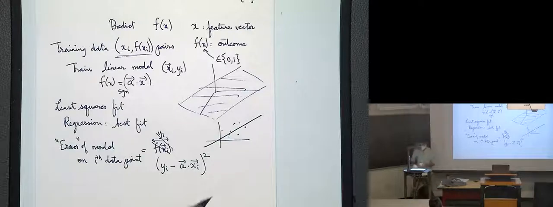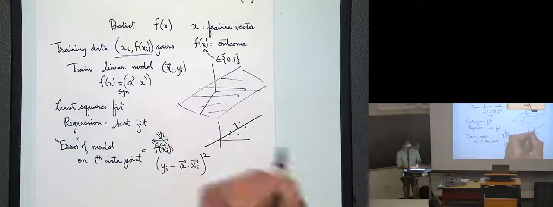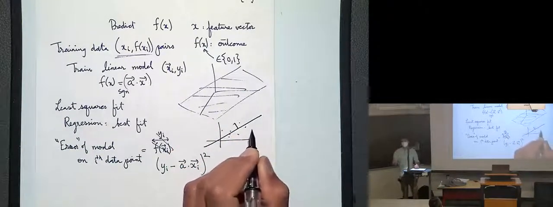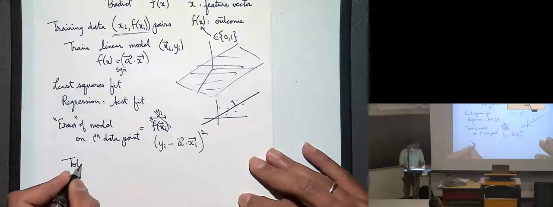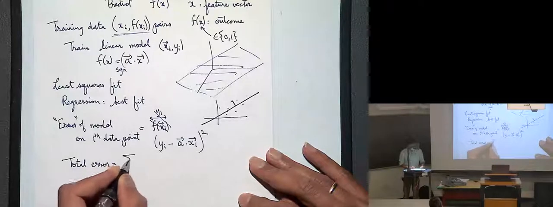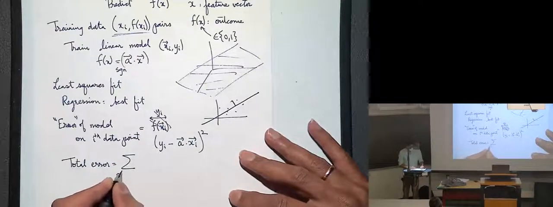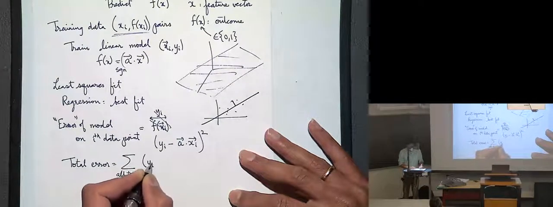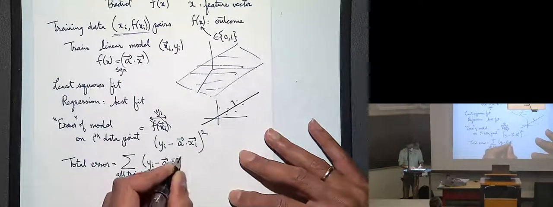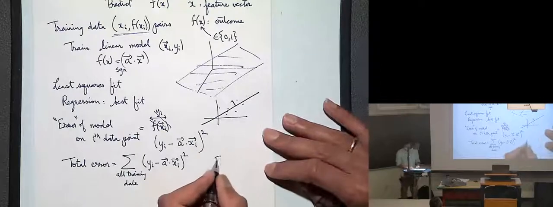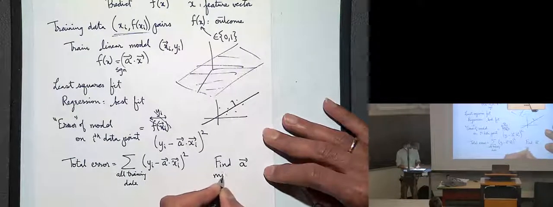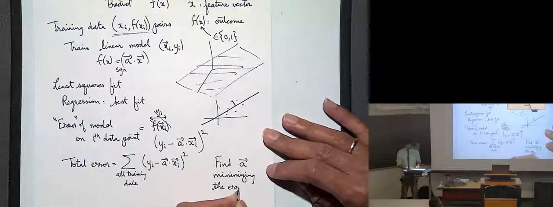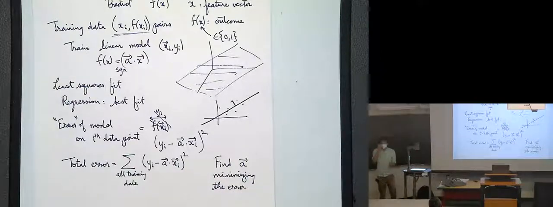So it's like saying I look at how far this is from that, and this is my error, and I'm going to square the error. And so the total error is the sum over all points, all training data, of yi minus A x, squared. So find A minimizing the error. This is called a least squares fit. This is the problem of regression.